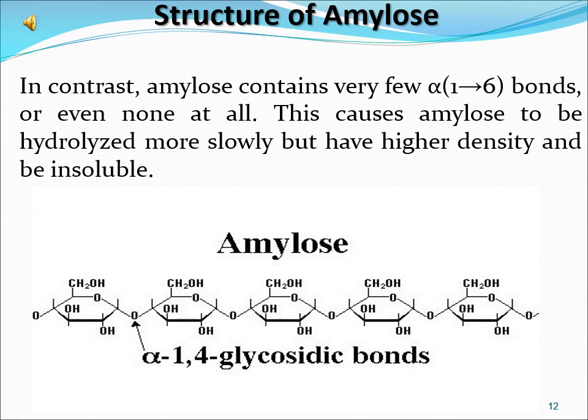In contrast, amylose contains very few alpha 1,6 bonds or almost none at all. This causes amylose to be hydrolyzed more slowly but have higher density and be insoluble. Here we show the structure of amylose, in which alpha 1,4 glycosidic bond is shown in the structural formula of amylose.